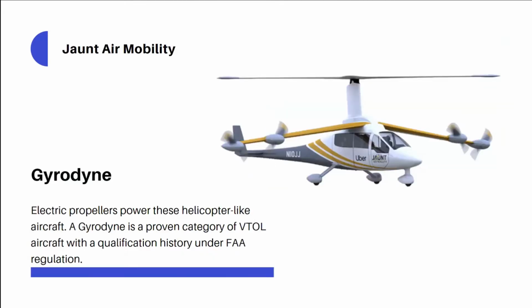Then comes Jaunt Air Mobility. This is a gyrodyne. This is something really like a helicopter, just a blade which is moving through electric propulsion and a few rotors on the wings. It's really similar to helicopters, and it's already pre-qualified by fire regulations.